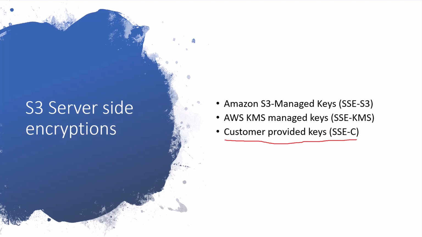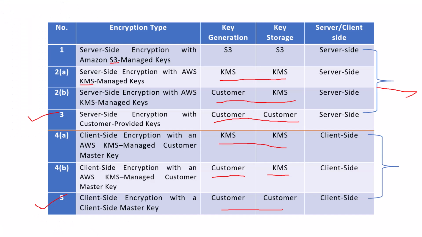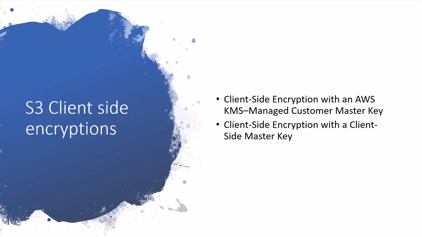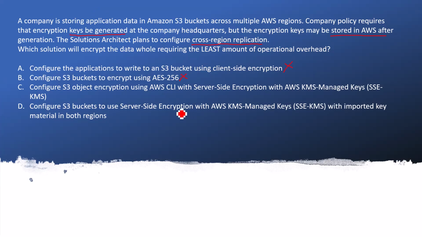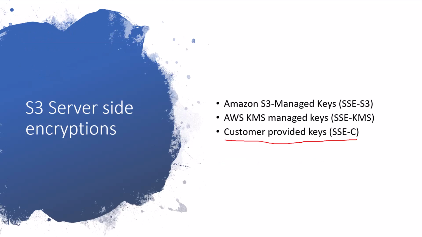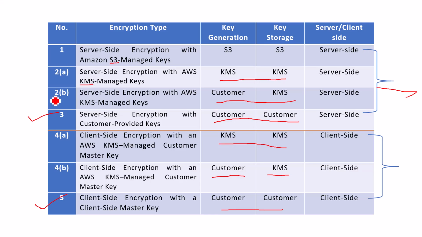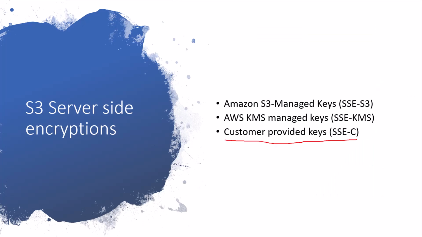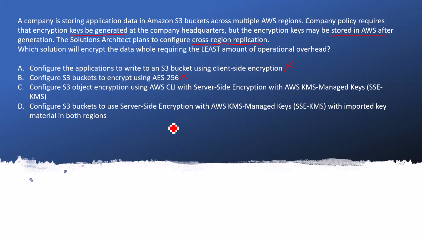C is configure S3 object encryption using the AWS CLI with server-side encryption with AWS KMS managed keys, SSE-KMS. Let's jump to SSE-KMS, that is the second number. Here in second A and second B, it is saying that we can create the keys on the customer side and store them in the KMS. So you might think that C is correct, because it falls into the category where the keys are generated by the customer and stored in the KMS. Let's jump to the D option as well.